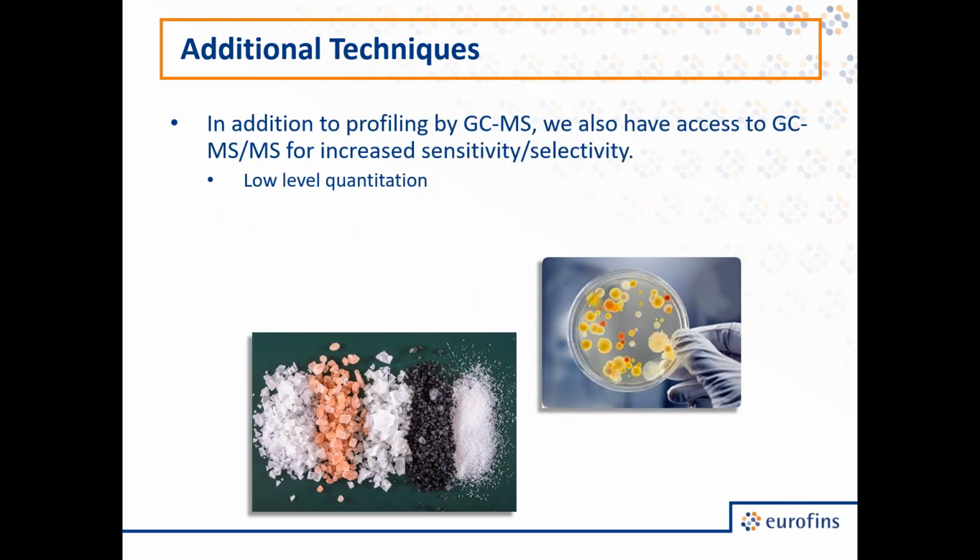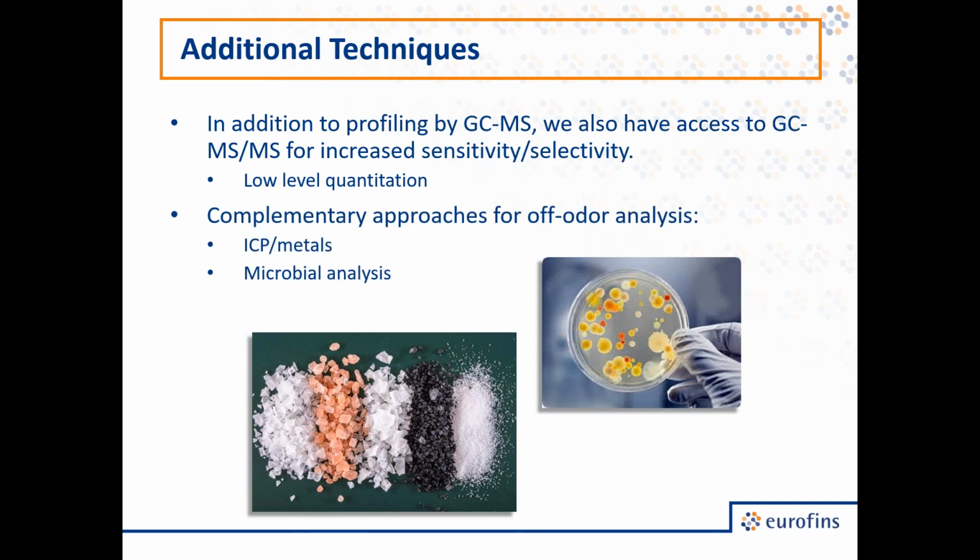When we do off-odor analysis, there are some additional techniques we can employ, and one of these, as Dr. Willems described, is GC-MS. So after we do an overall profile using GC-MS, we can use GC-MS for increased sensitivity and selectivity. If we narrow down to a specific compound that we're interested in, and we want low-level quantitation where we can detect this compound at extremely low levels, then we can hone in on it using GC-MS.